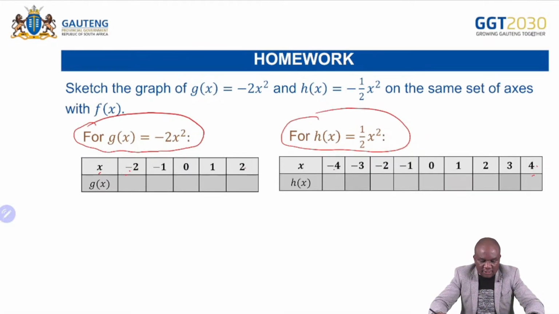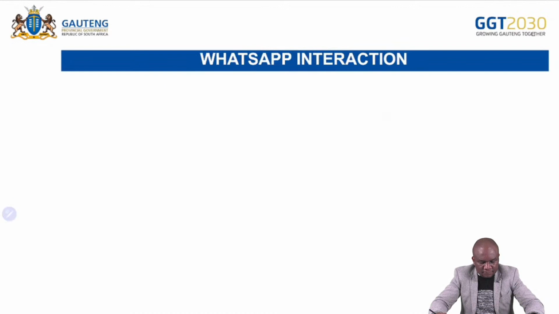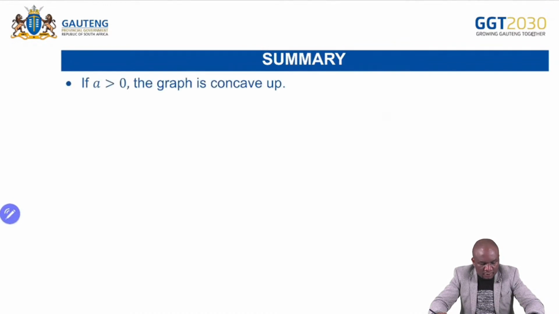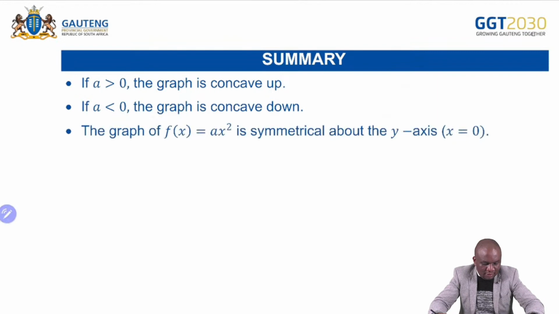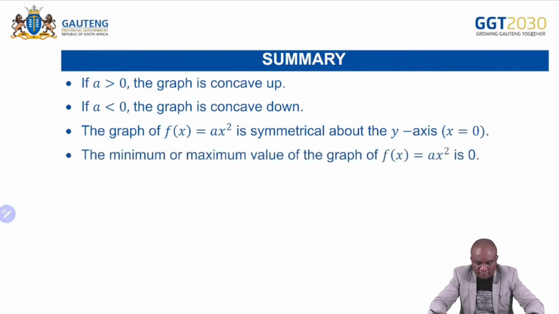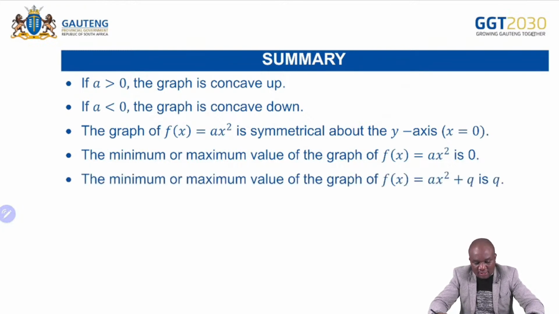Right, let's summarize our lesson. I said if a is greater than 0, the graph is concave up. If a is less than 0, the graph is concave down. The graph of f of x is equal to x squared is symmetrical about the y-axis. And then the minimum or maximum value of the graph of f of x equal to x squared is 0. But if there's a q value, then the maximum or minimum value is going to be q.